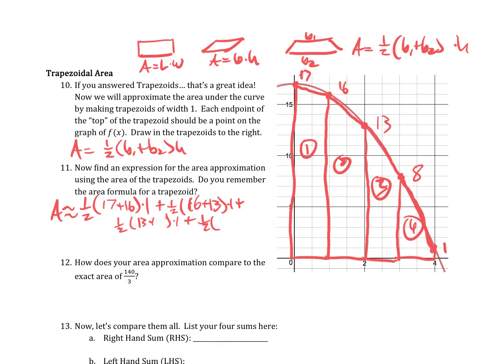Okay, let's fix that up. That's an 8. Okay. And 1/2 plus 8 plus 1. And that's times 1, the width of 1. Okay, so each of these here is the area of a trapezoid.